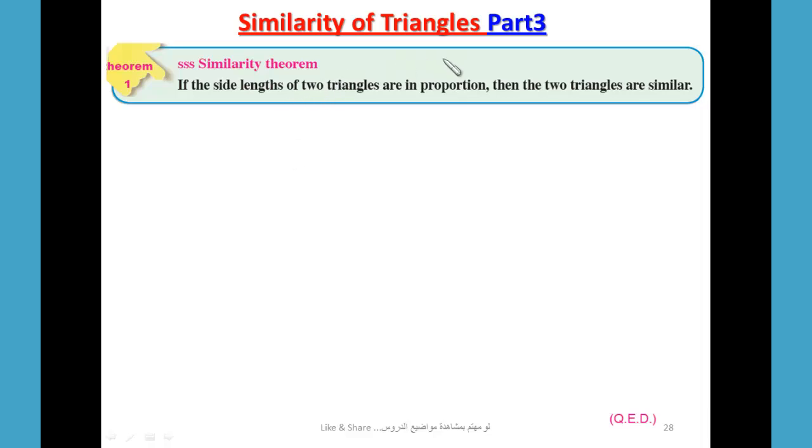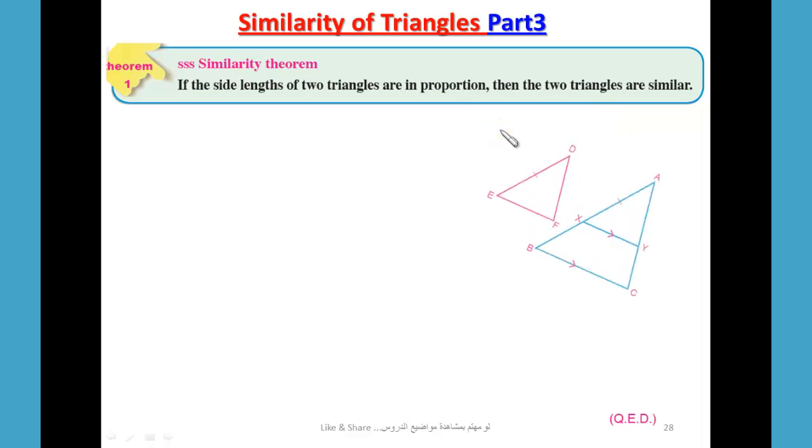Similarity of Triangles Part 3. Theorem 1. If the side lengths of two triangles are in proportion, then the two triangles are similar.